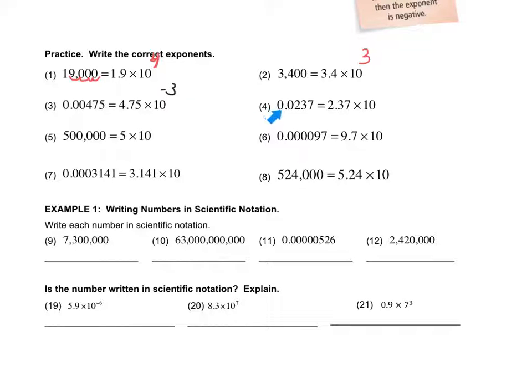The next one is one of our little small numbers, so that tells me when this 0 is in front, this will be a negative exponent. So 2.37 is the only place it can go to make this first number between 1 and 10. It has to move how many places? 2 places, but it's going to be our smaller numbers, so it's a negative 2.